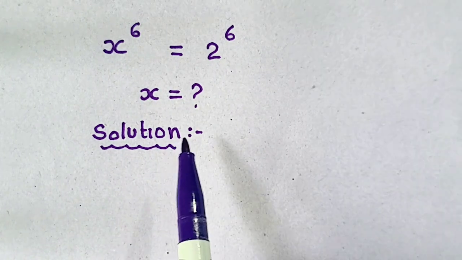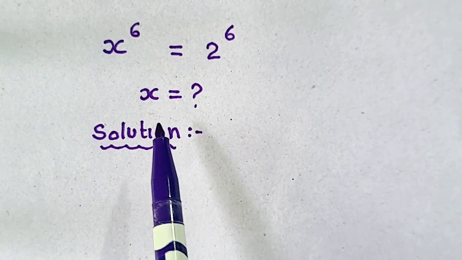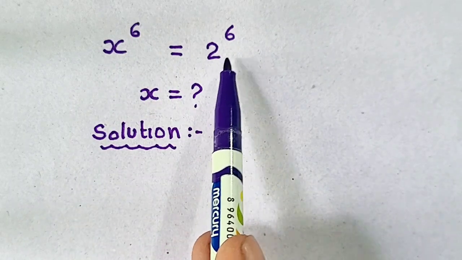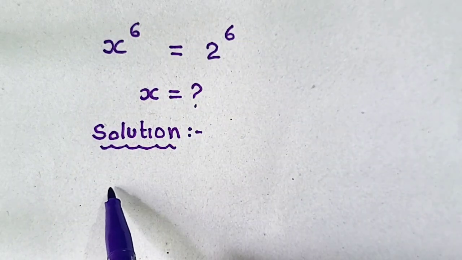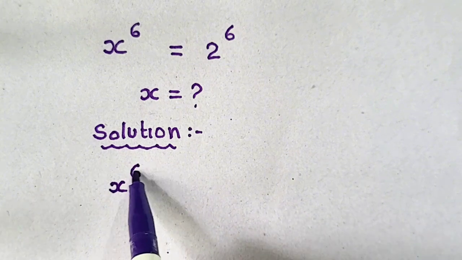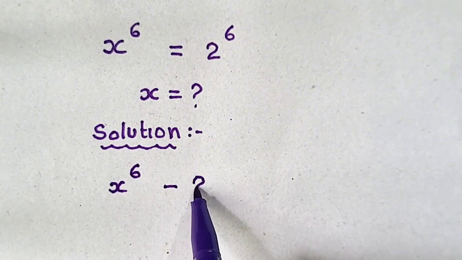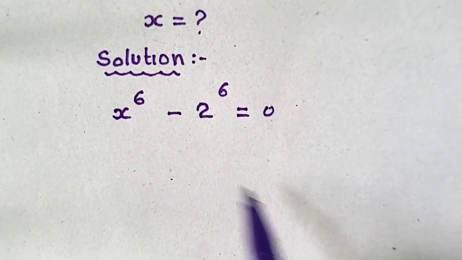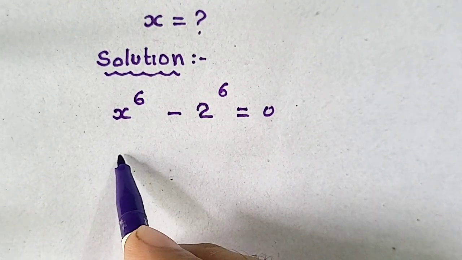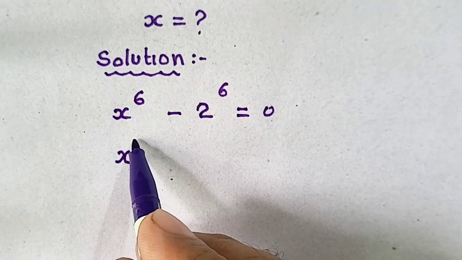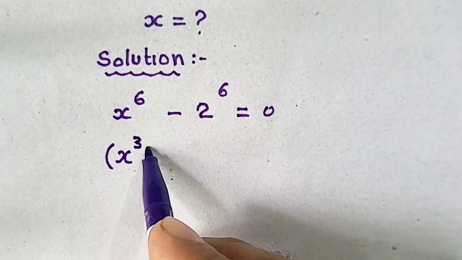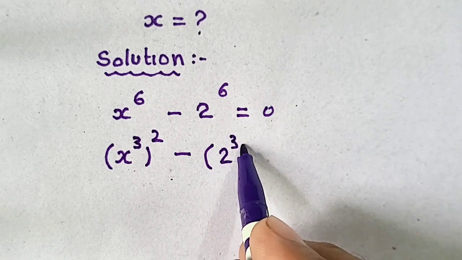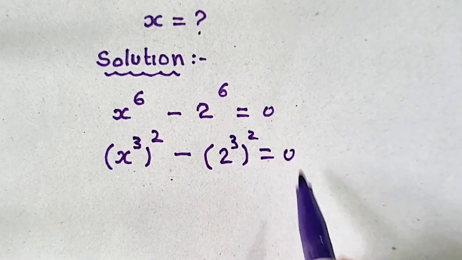Another interesting algebraic problem is here for you, and we have to find the value of x. So we have to bring 2 raised to power 6 to the left side. We will get x to the power 6 minus 2 to the power 6 is equal to 0. Now we make a difference of squares. So (x cubed) squared minus (2 cubed) squared is equal to 0.